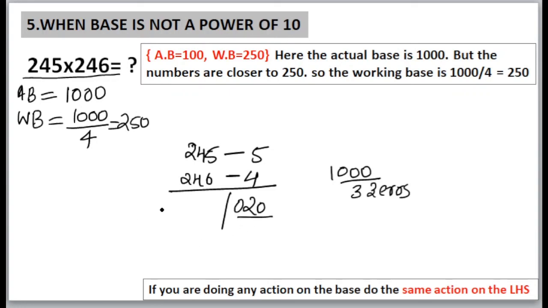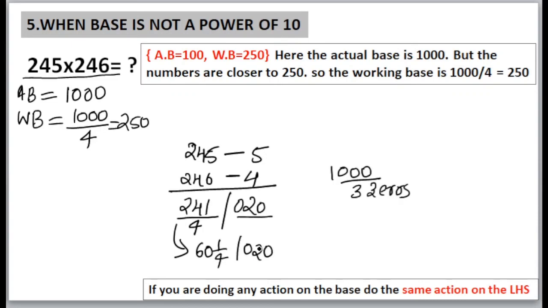So 245 minus 4 is equal to 241. But we have performed a division action on the working base, so you will perform the same action on the LHS. So our LHS will be 60, you have a fraction 1 by 4, and RHS is 020.